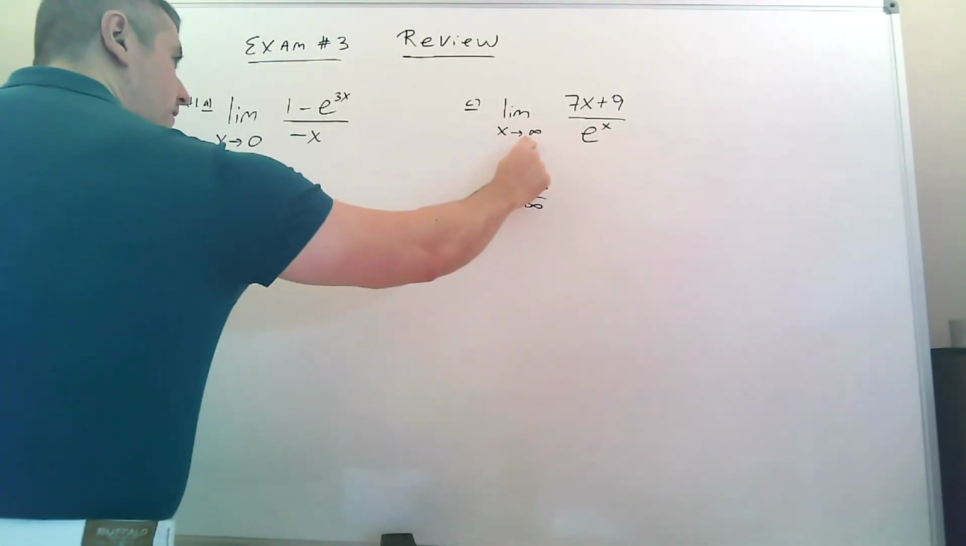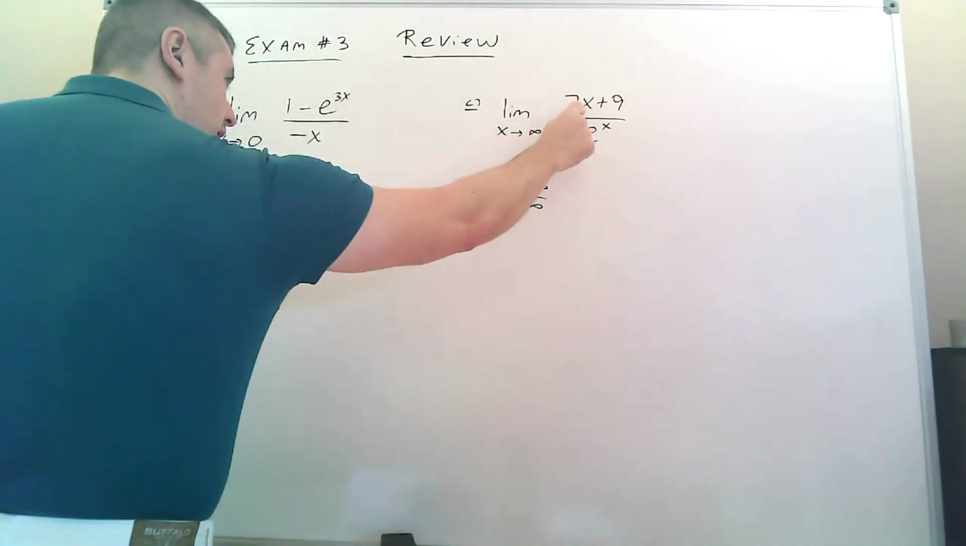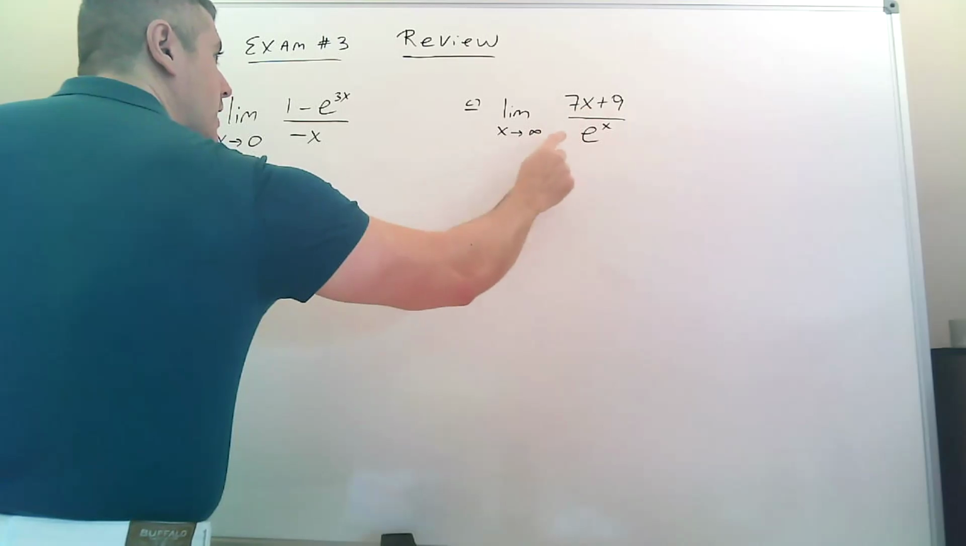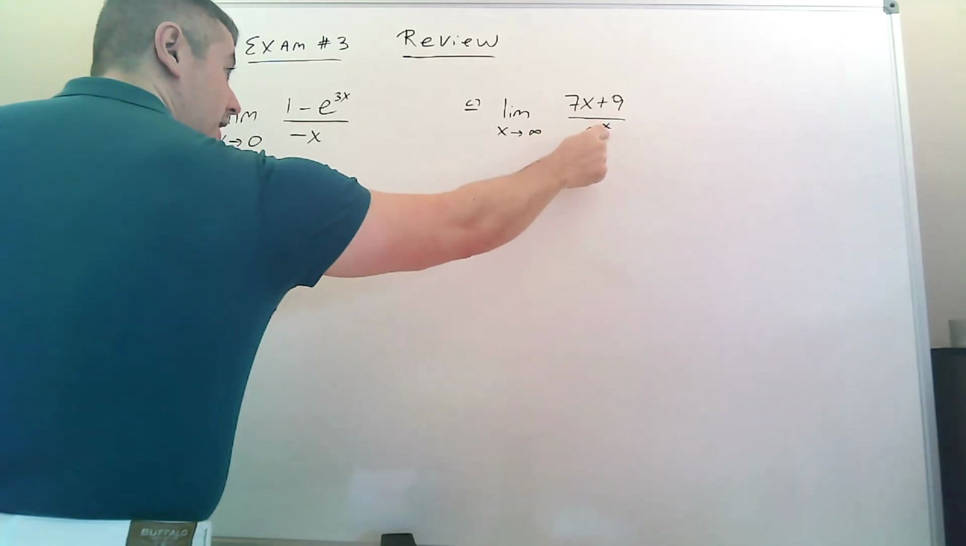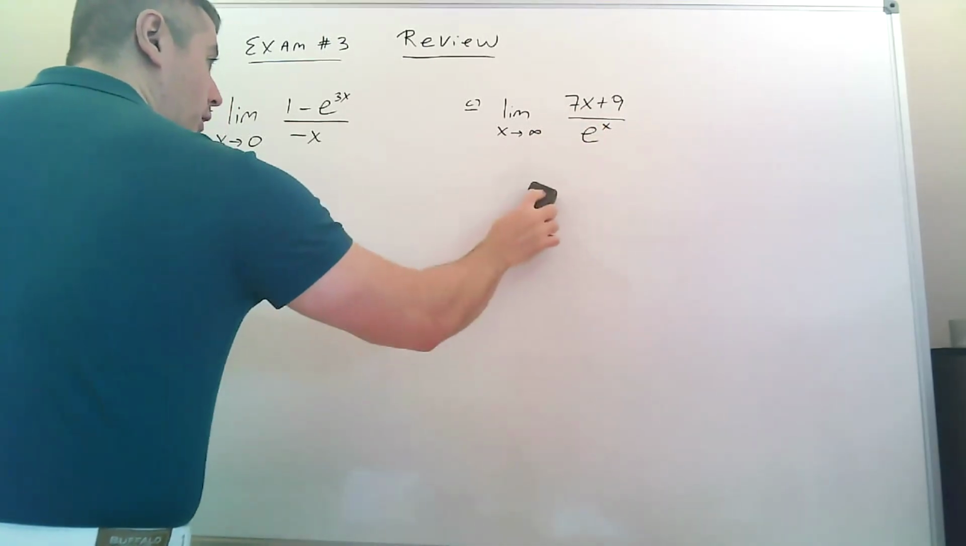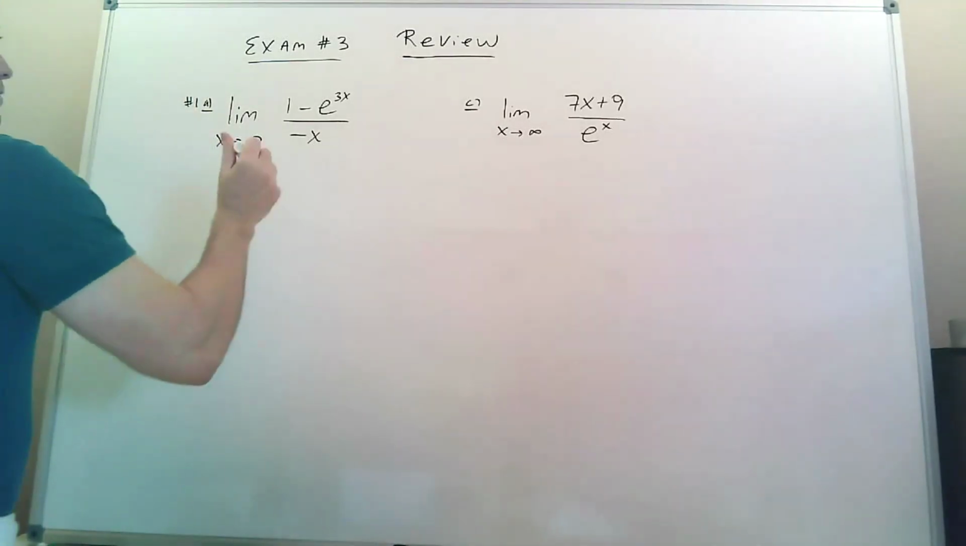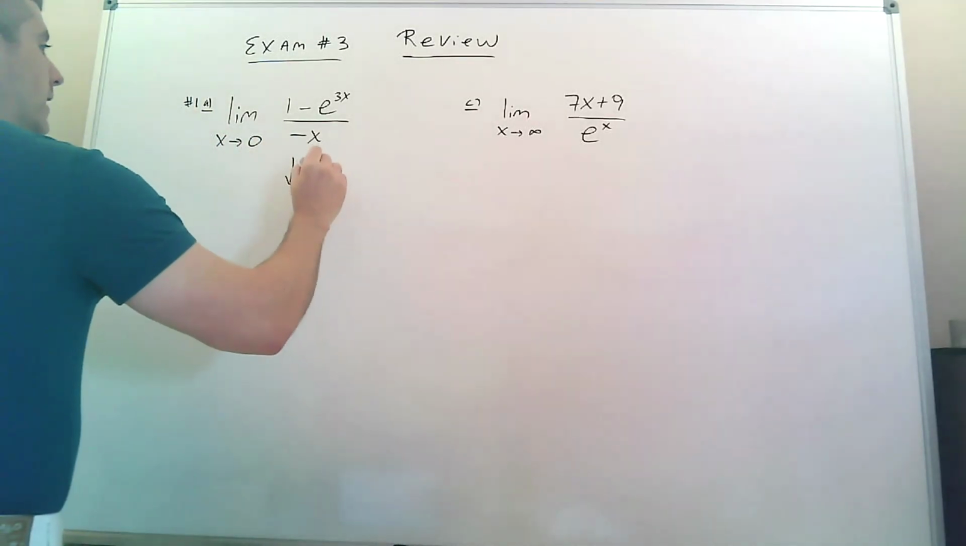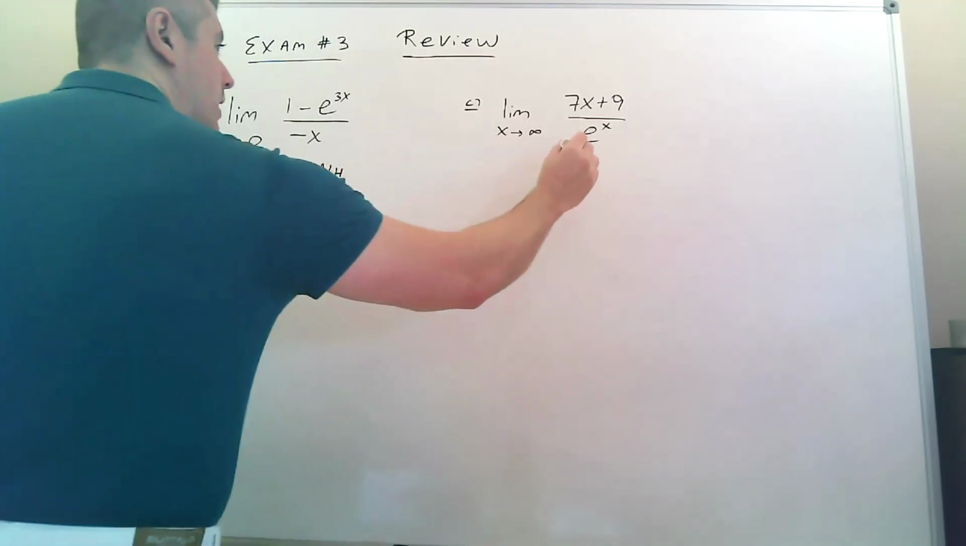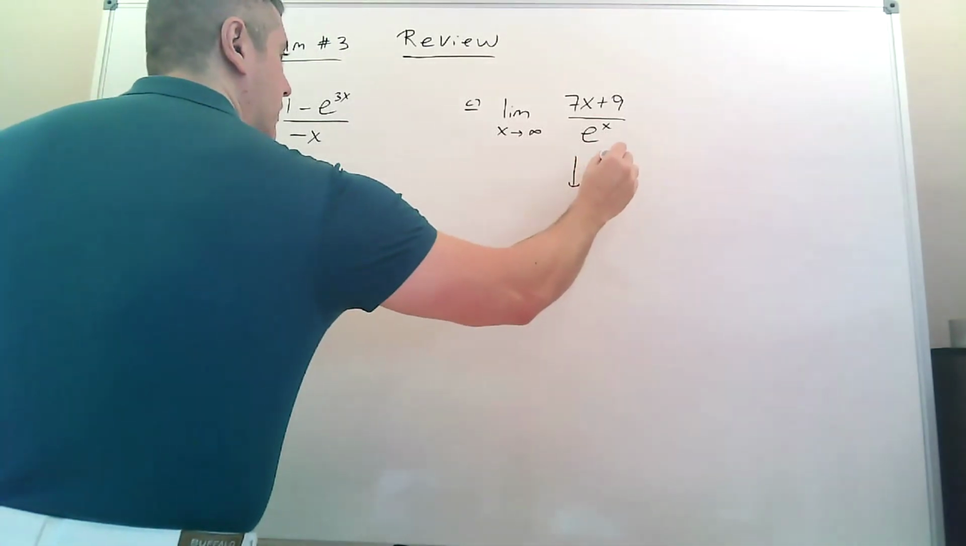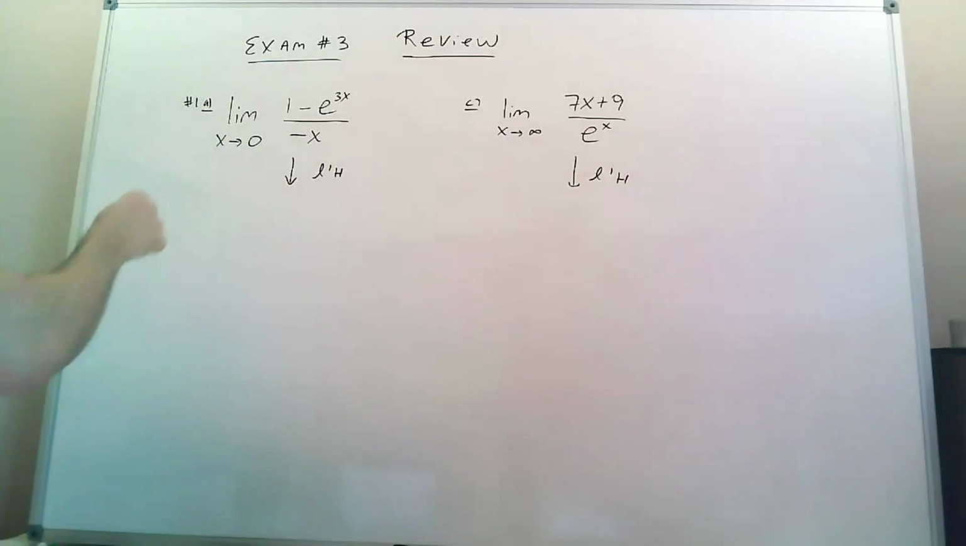This one, x goes to infinity. 7 times infinity is still infinity. Forever plus 9 is still forever. E to the infinity is infinity. So you do get indeterminate form. So once you see that, you can use L'Hopital's rule. I like to just write the L with the H to indicate that I'm going to take the derivative. Even though I'm doing that, I'm going to do them separate.